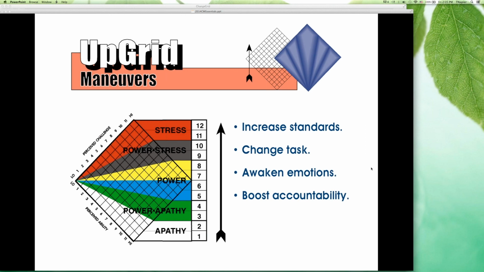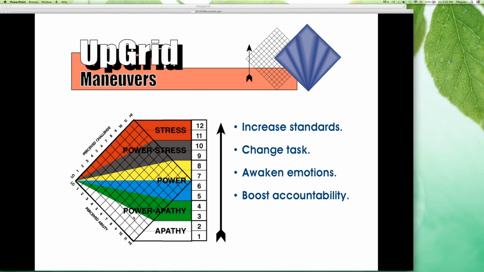And so I'm going to talk to you about in-grid and out-grid maneuvers. As a way to set the stage for that, earlier today I said to you that the reason Stephen needs to be moved upgrid on so many of those activities is because I didn't manage him properly. So we say that when people are plotting too far downgrid, it's because there is an unaddressed management issue. And so all these upgrade maneuvers, increasing standards, changing the task, awakening emotions, boosting accountability, fall into the domain of you, the manager. I'm trying to manage the person.